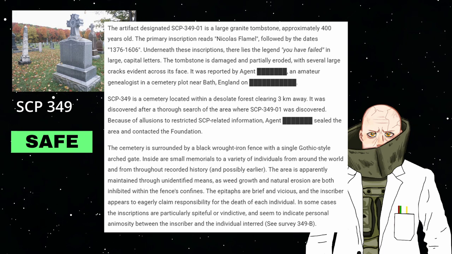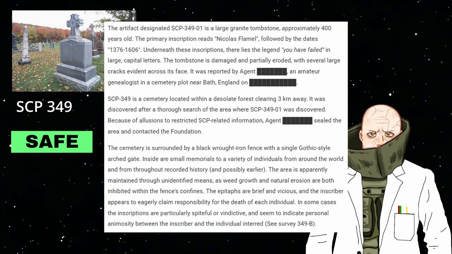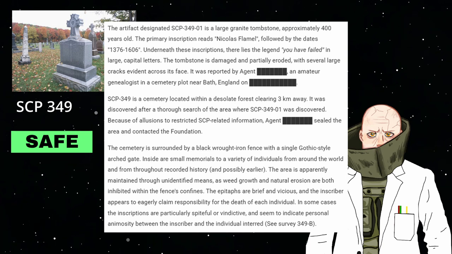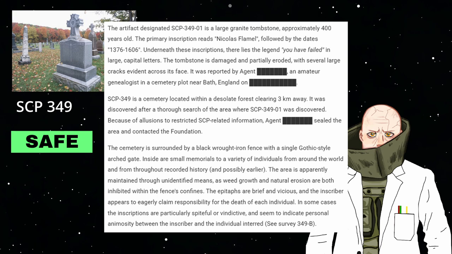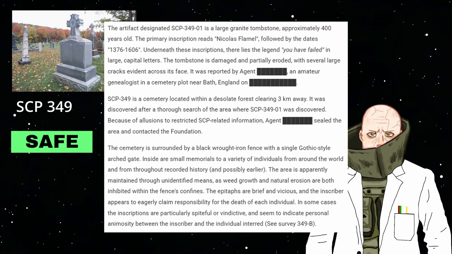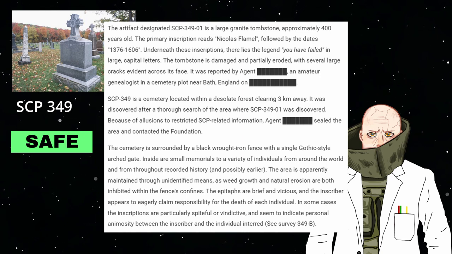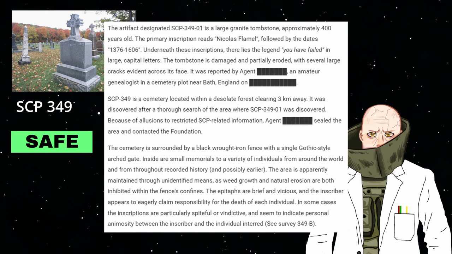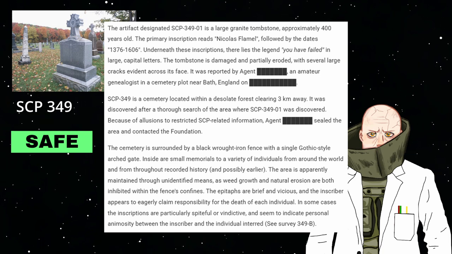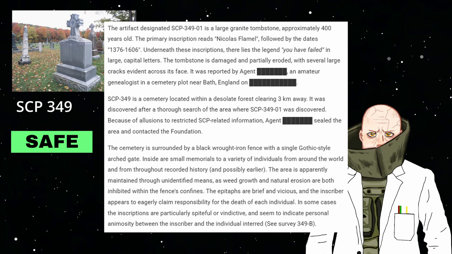It was reported by Agent Redacted, an amateur genealogist, in a cemetery plot near Bath, England, on Redacted. 349 is a cemetery located within a desolate forest clearing 3 kilometers away. It was discovered after a thorough search of the area where 34901 was discovered. Because of allusions to restricted SCP-related information, Agent Redacted sealed the area and contacted the Foundation. The cemetery is surrounded by a black wrought iron fence with a single Gothic-style arched gate.